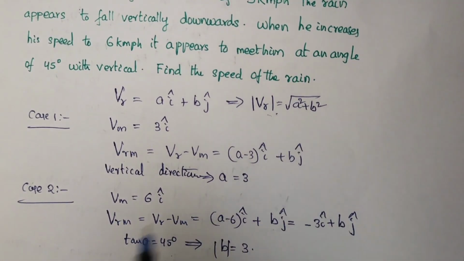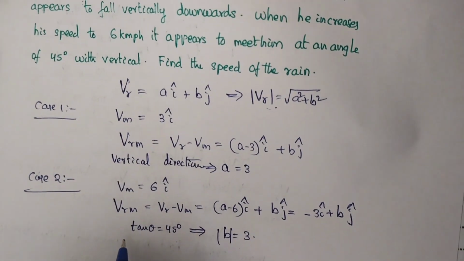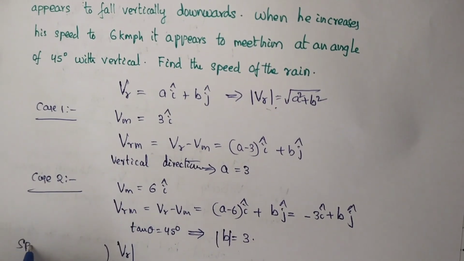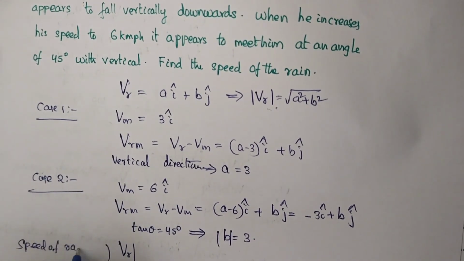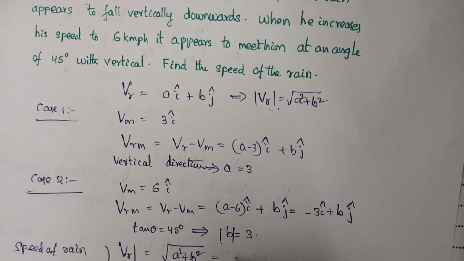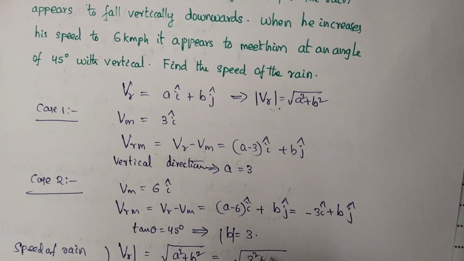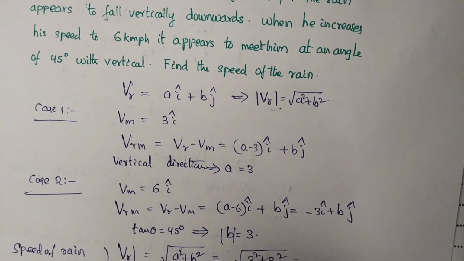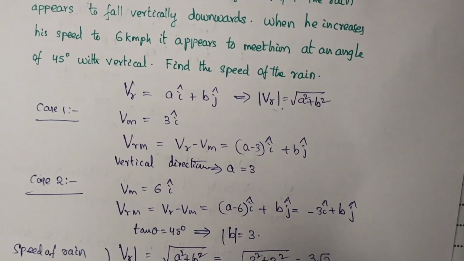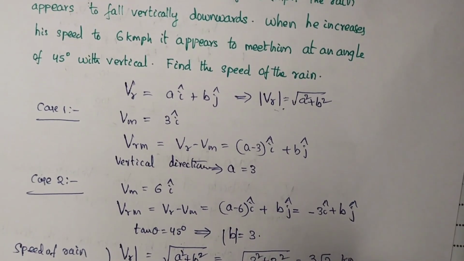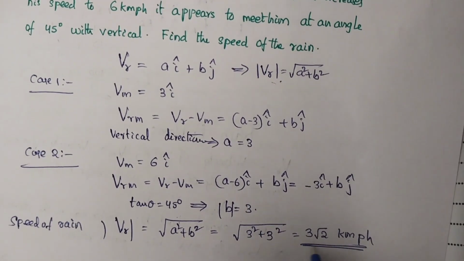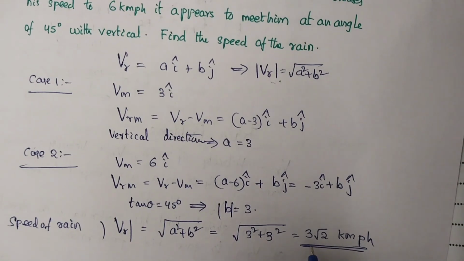So now the speed of rain Vr is equal to root over a square plus b square. That means root over 3 square plus 3 square. That means 3 root 2 km per hour. So this is the speed of the rain. Thank you.